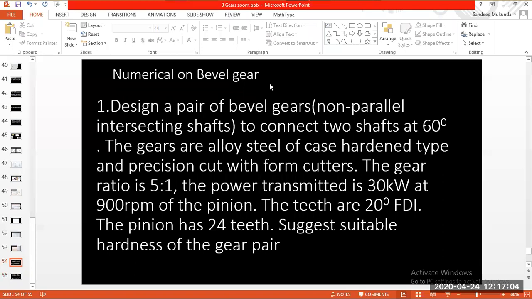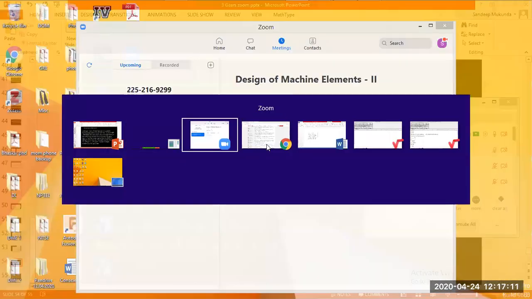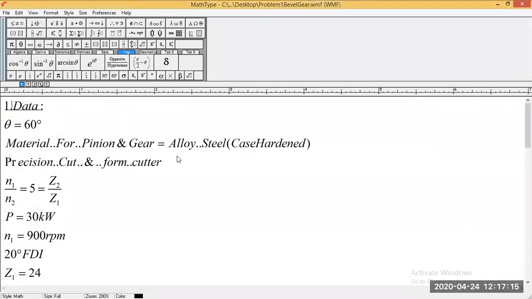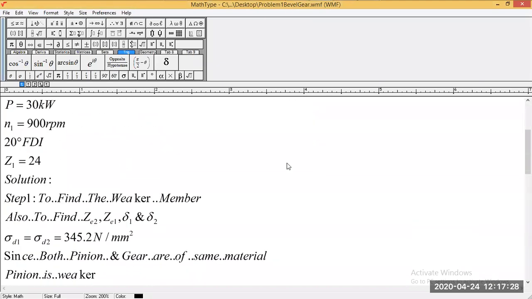So this numerical we were solving in the previous class, we'll continue this. This is the first numerical on bevel gear we solved, or not yet solved, but it's still underway. This is the first step. Noted the data.